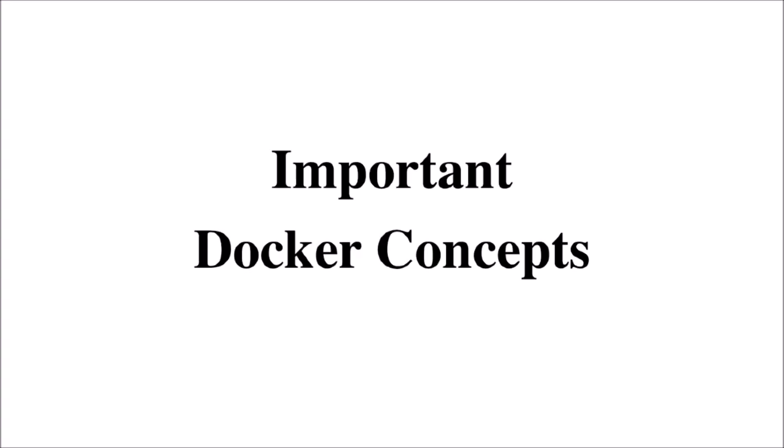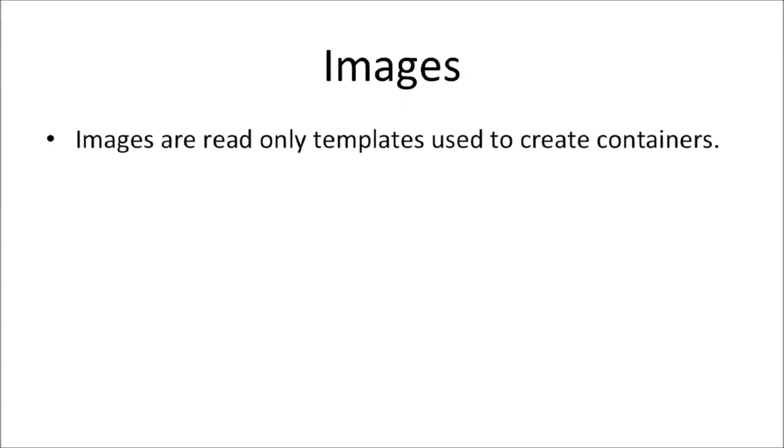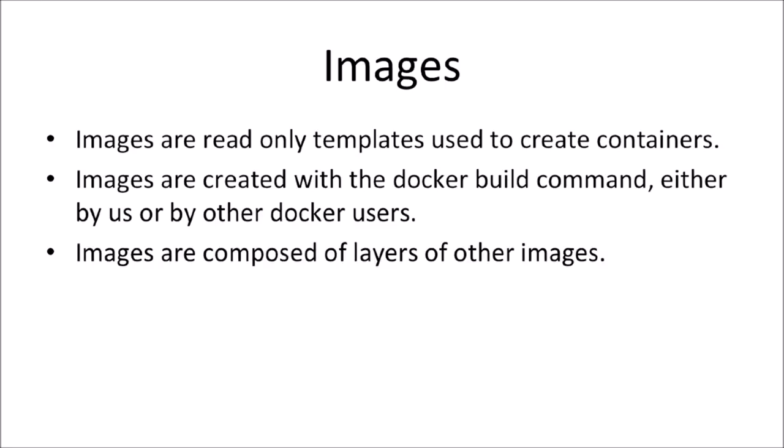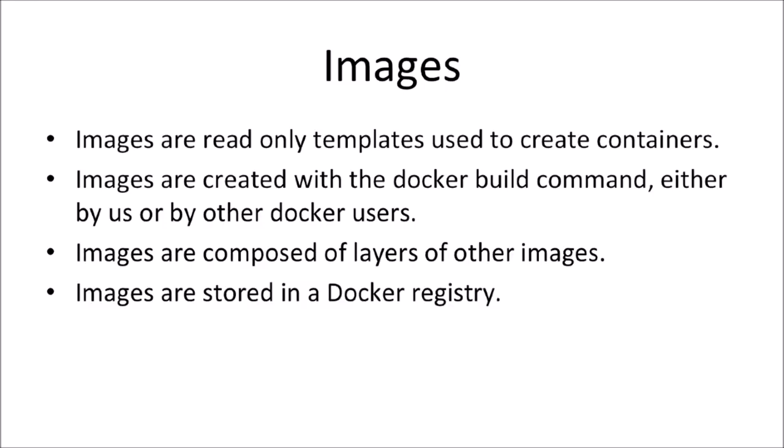There are several important concepts we must understand before we start playing with Docker. The first two concepts are containers and images. Images are read-only templates used to create containers. Images are created with the docker build command, either by us or by other Docker users. Because images can become quite large, images are designed to be composed of layers of other images, allowing a minimal amount of data to be sent when transferring images over the network. Images are stored in a Docker registry, such as Docker Hub. We'll talk about it in a minute.